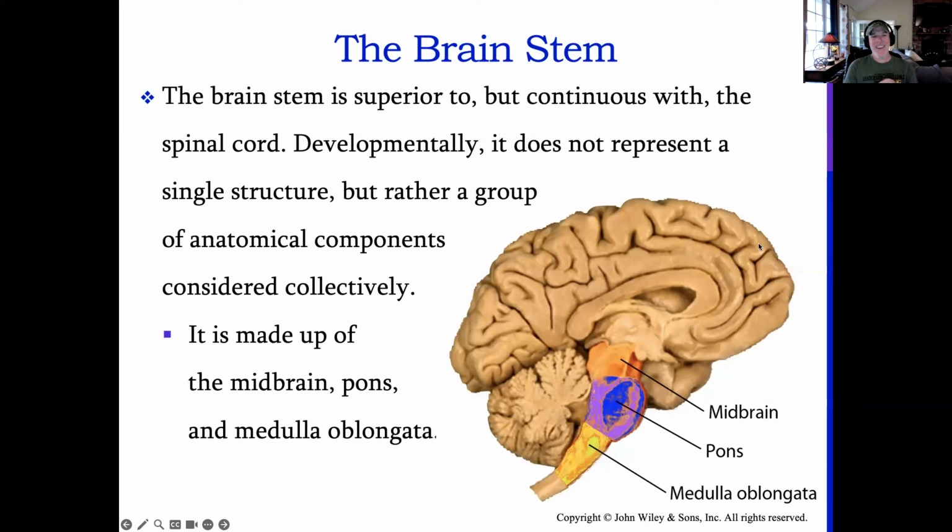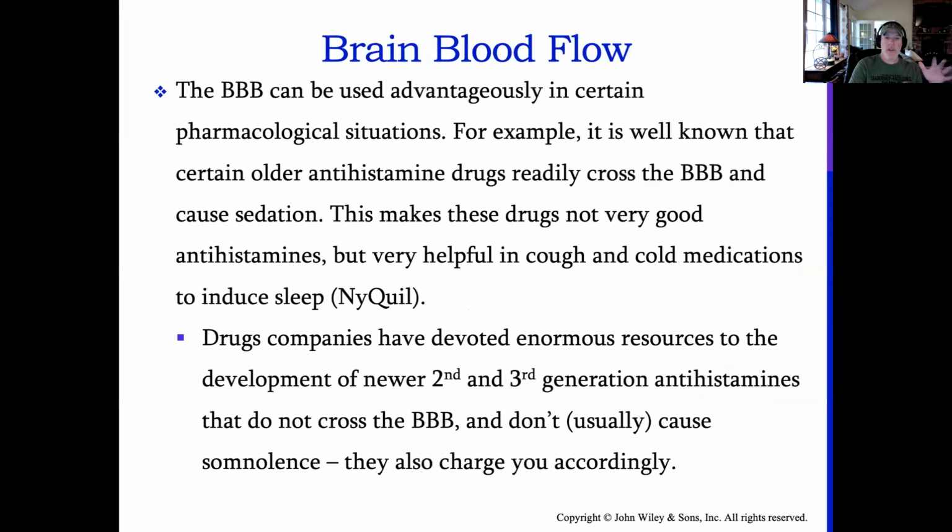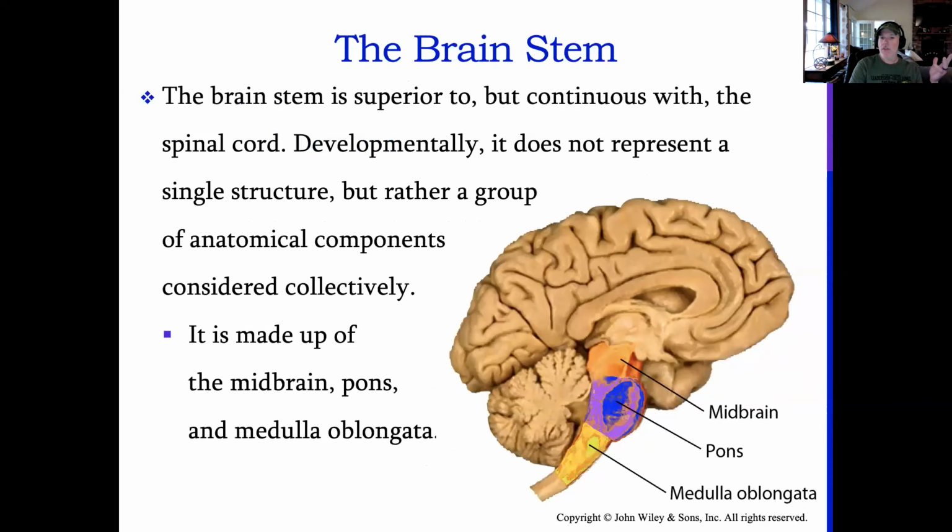So I think we left off last time. We had talked about cerebral spinal fluid, then we had talked about the blood-brain barrier. So we'll start off today talking about the different parts of the brain.